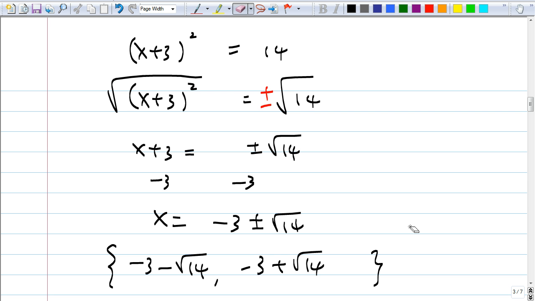But if I didn't say anything, use any methods you want, and you're not quite sure, or you forgot, or you're not 100% confident, could you just use the quadratic formula? Yeah, you get the same answer, okay?